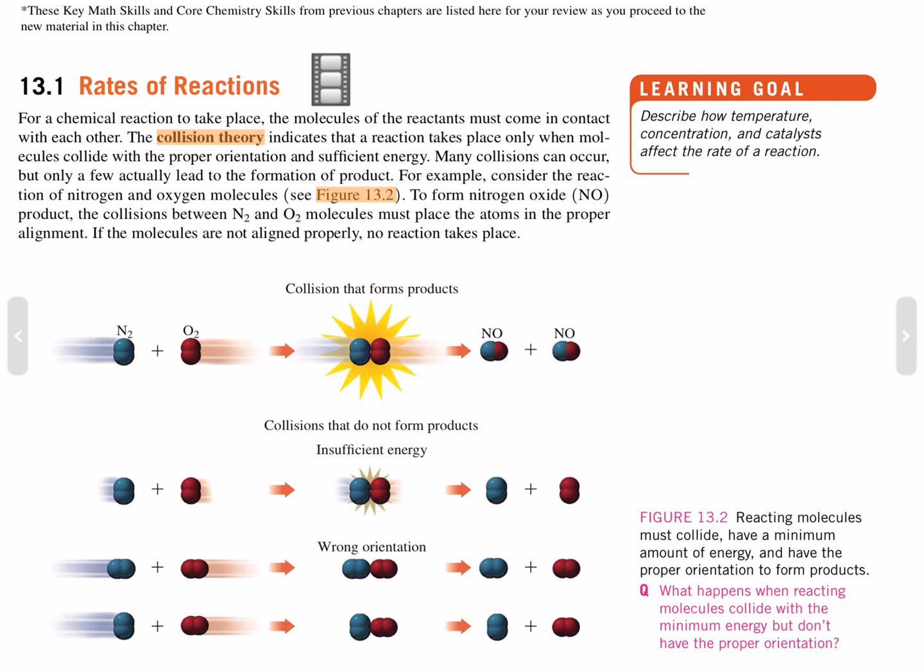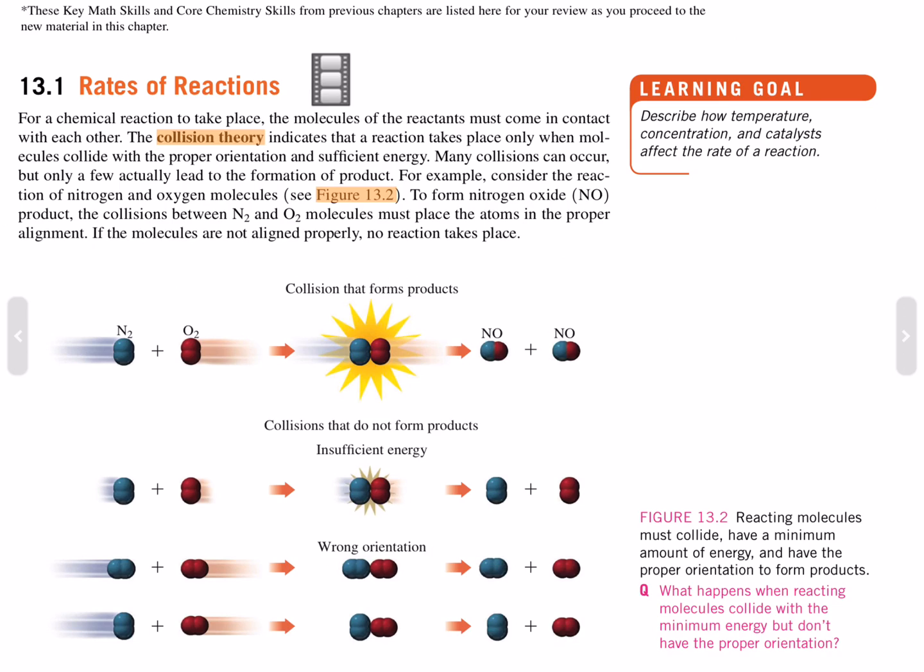Section 13.1: Rates of Reaction. For a chemical reaction to take place, the molecules of the reactants must come in contact with each other. The collision theory indicates that the reaction takes place only when molecules collide with the proper orientation and sufficient energy. Many collisions can occur, but only a few actually lead to the formation of product.